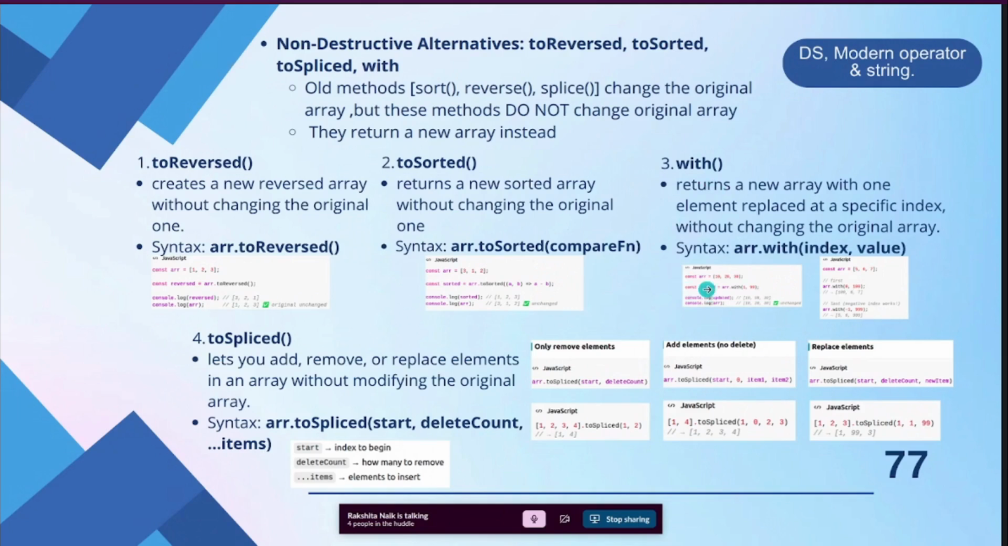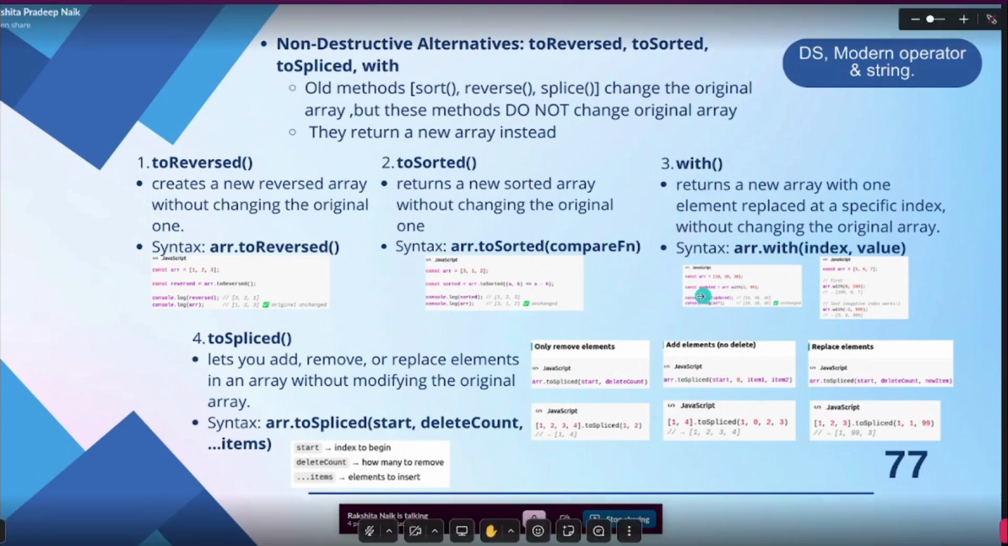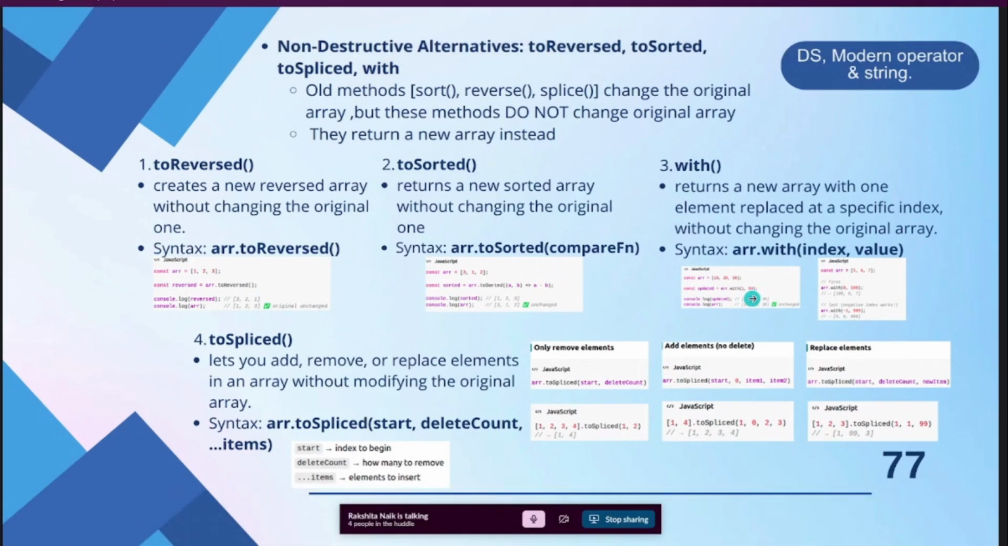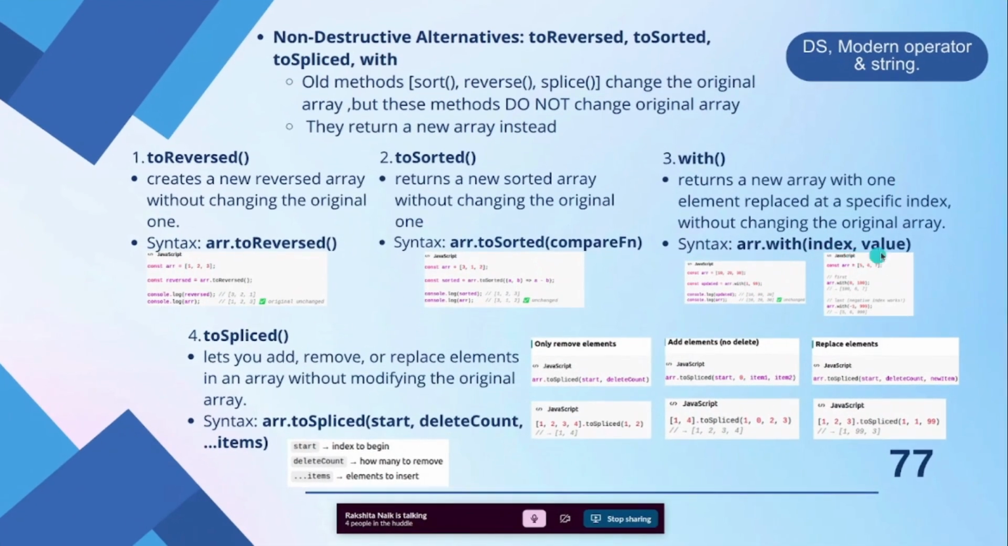So here you can see I have the array 10, 20, 30. I am telling it that at index 1 I want the value 99. Here you can see the index and the value: at what index I need to change a certain value. So here you can see the updated array: 10, 99 and 30.